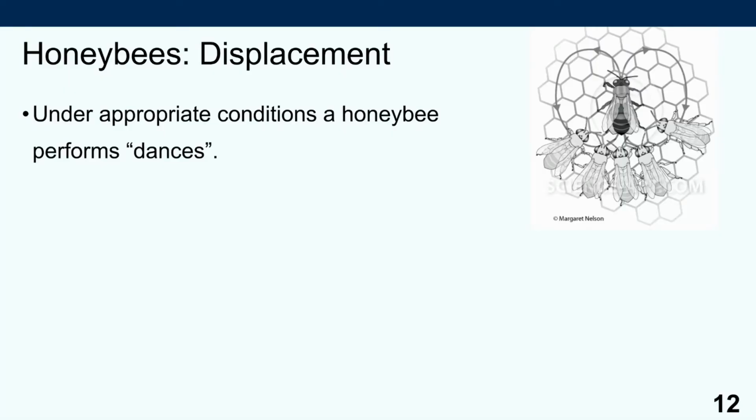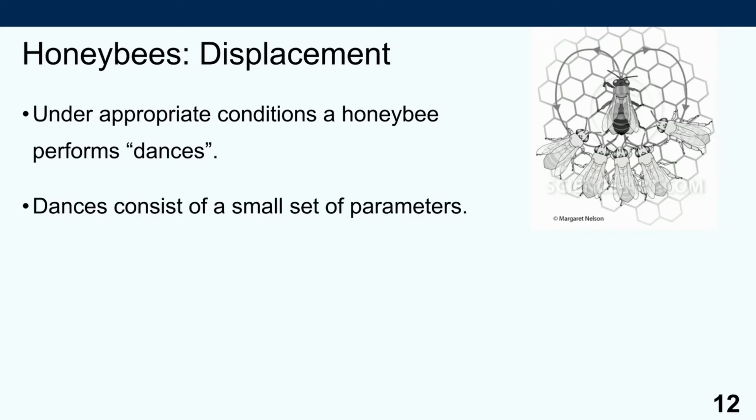So it turns out, under appropriate conditions, the honeybee performs dances, and these dances have a small set of parameters that they can follow. So when the bee arrives in the hive, then it dances and it can turn right or away from the sun, and it can turn towards where the sun is. So the movements are all relative to the sun, and on the little path that it dances here, it can sort of waggle its tail, and it can do that more intently or less intensely.